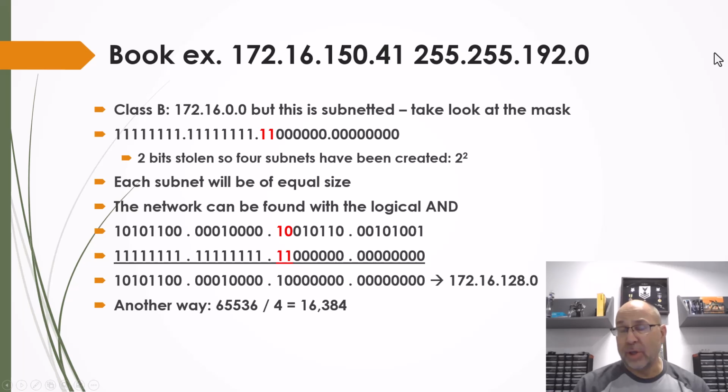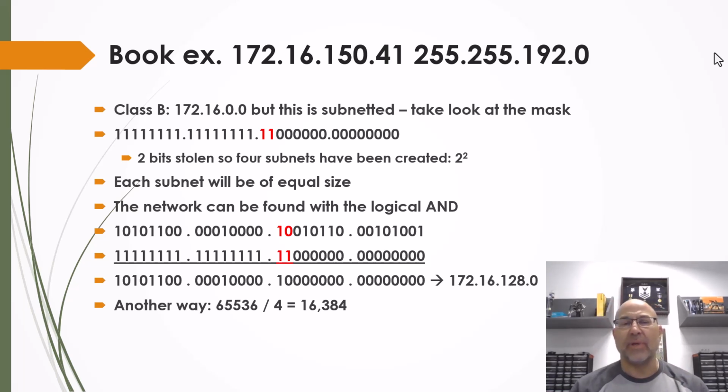Now there's an example in the book. You are given an IP address, 172.16.150.41, but then you're given this mask of 255.255.192.0. So the way that we start this problem is we say, okay, that would normally look like a Class B network. In a Class B, we have 16 host bits, and therefore 65,536 possible addresses, 65,534 usable addresses. But this has been subnetted.